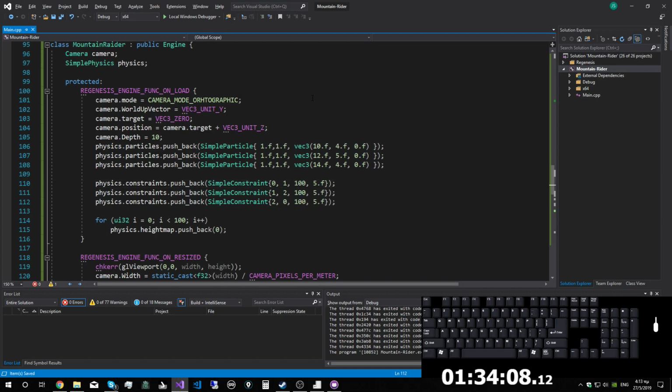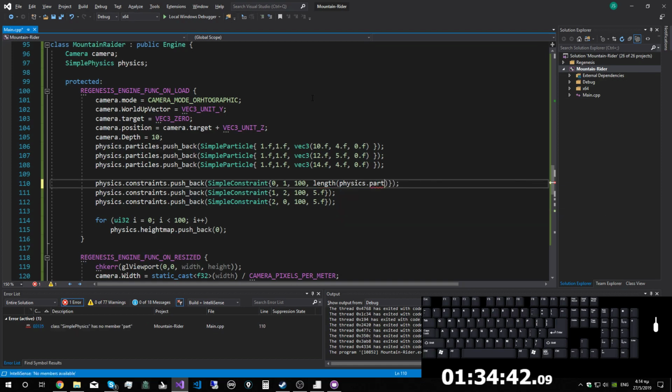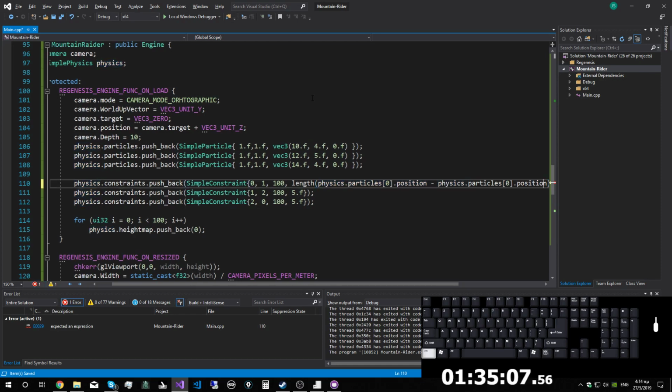Yeah, we will do it like this, and for the distance we need to calculate the actual distance between these guys, so the whole system doesn't go so much crazy. And this is the length between particles, physics. Come on. Minus... what?